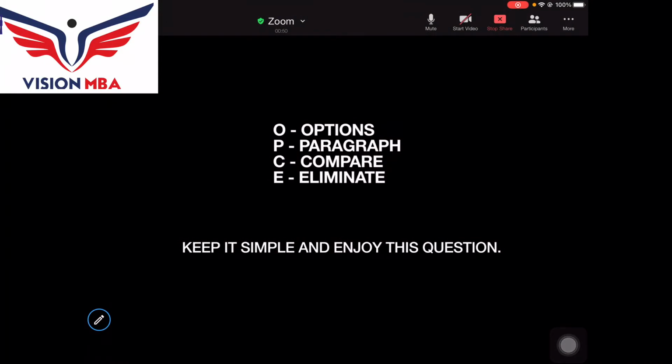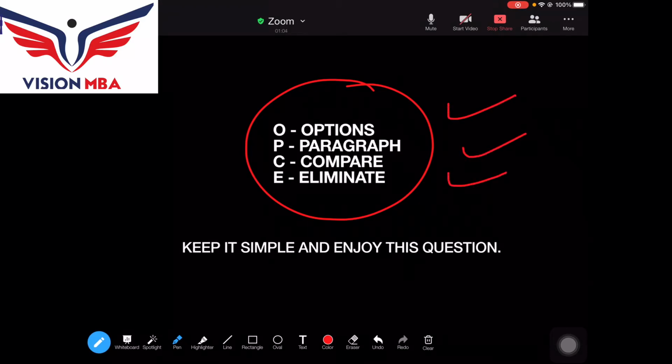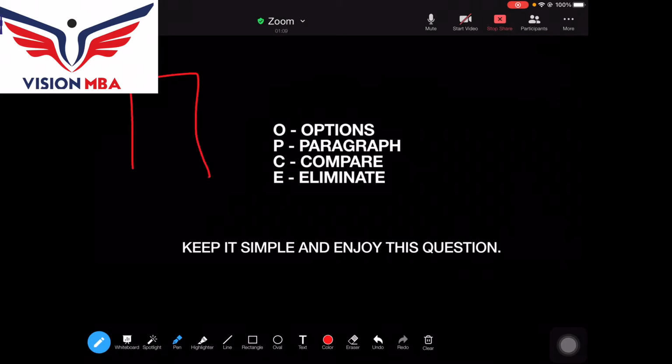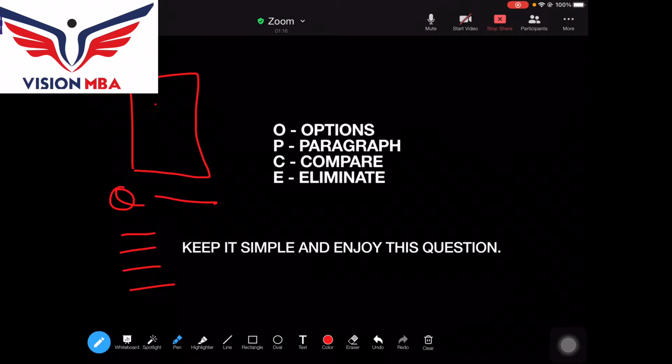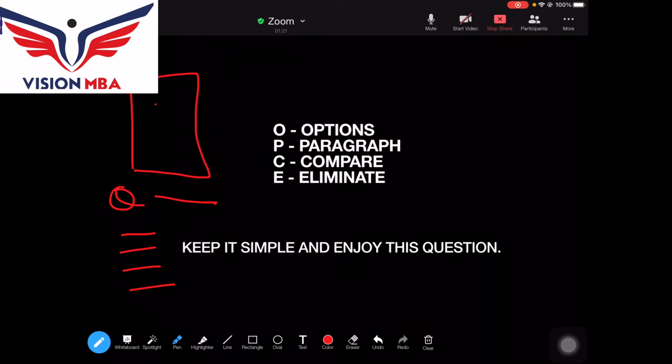So guys, as you can see, the trick is simple. Always focus on OPCE. Remember, whenever you see a summary based question or an inference based question, the funda is OPCE. O stands for options, P for paragraph, C for compare, and E for eliminate. What I mean by this, I'll explain to you. Now, when a paragraph is given and a question is there, and then a few options are there, they're going to say that based on the paragraph, what is the best possible summary, give the essence, what is the inference. The same thing is going to be asked in a different way. And then 4 options are given.